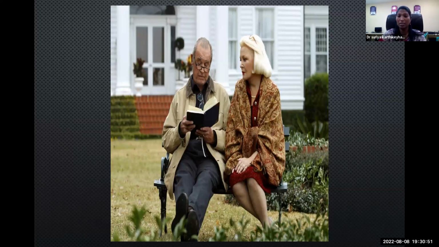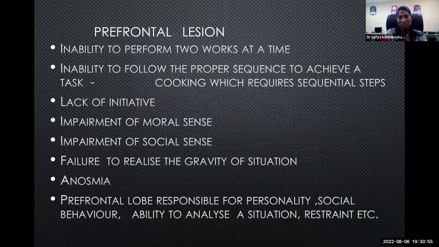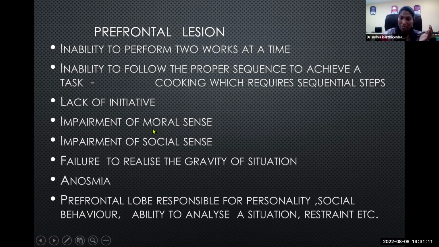We can have behavioral changes and all. So the prefrontal lesions: inability to perform two tasks at a time, inability to follow the proper sequence of achieving a task. There is lack of initiative. The patient will be very sedentary. There is impairment of moral sense. They don't know what they are doing.